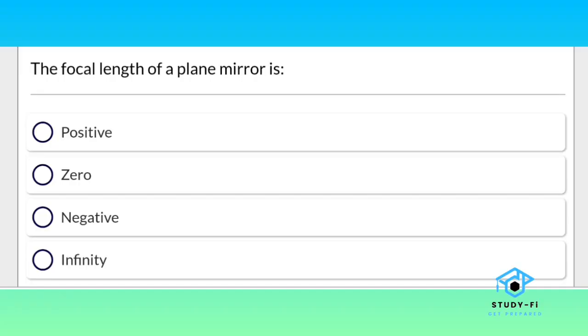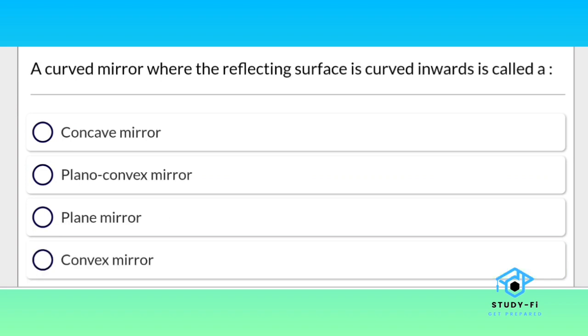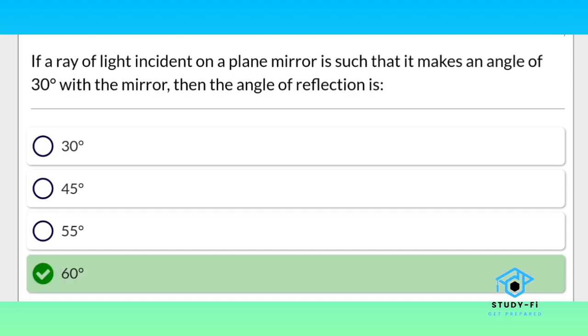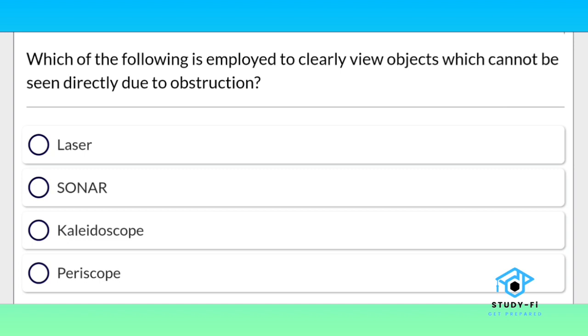The focal length of a plane mirror is infinity. If a ray of light is incident on a plane mirror such that it makes an angle of 30 degrees with the mirror, then the angle of reflection is 60 degrees. Which of the following is employed to clearly view objects which cannot be seen directly due to obstruction?